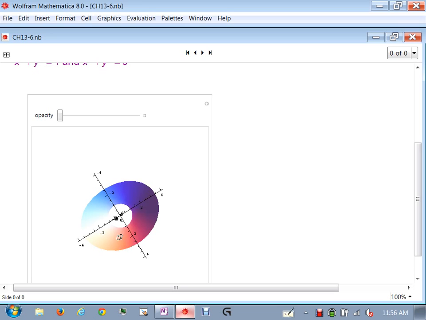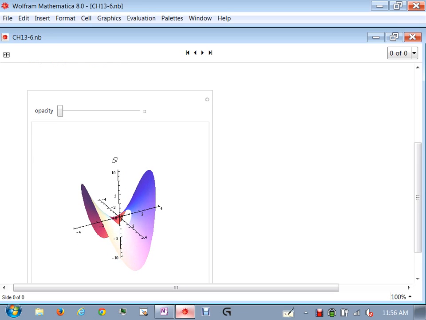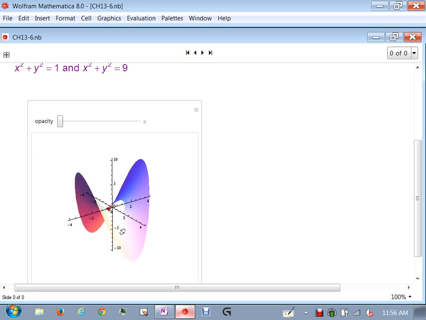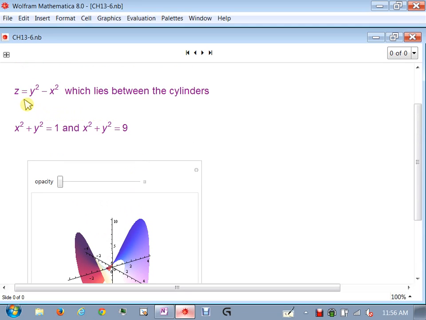All right. Well, this is a special case. The special case is that the surface we're trying to look at, z equals y squared minus x squared, is a function of x and y. It's a function of x and y. So let me get to work on this.